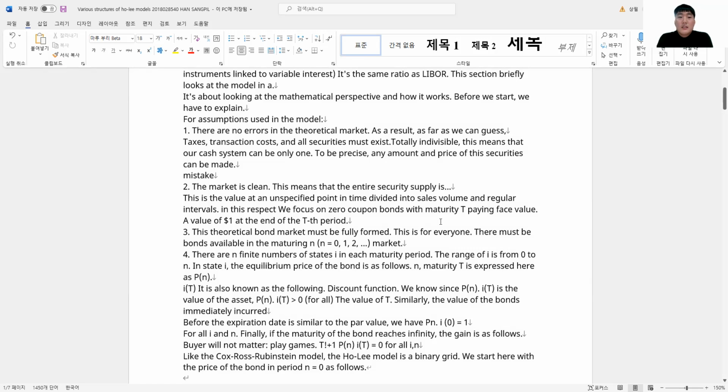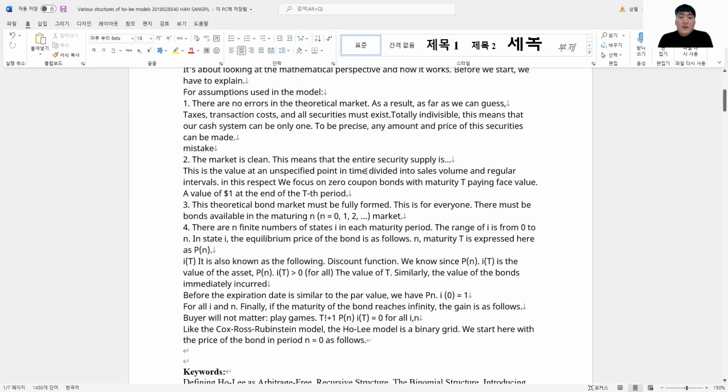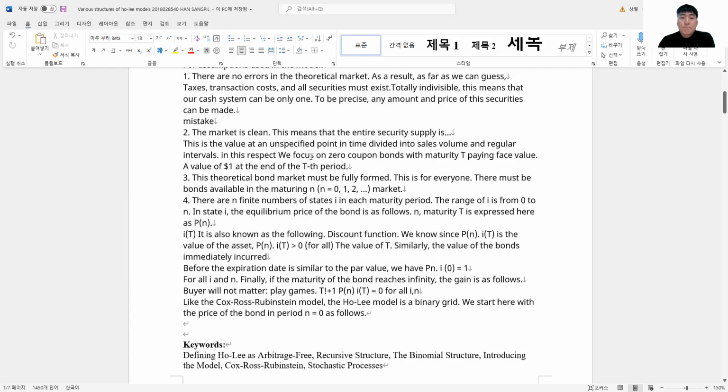Before we start, we have to explain the assumptions used in the model. First, there are no frictions in the theoretical market: as far as we can guess, no taxes, no transaction costs, and all securities must exist and be totally divisible. This means that our cash system can be only one. To be precise, any amount and price of these securities can be traded.